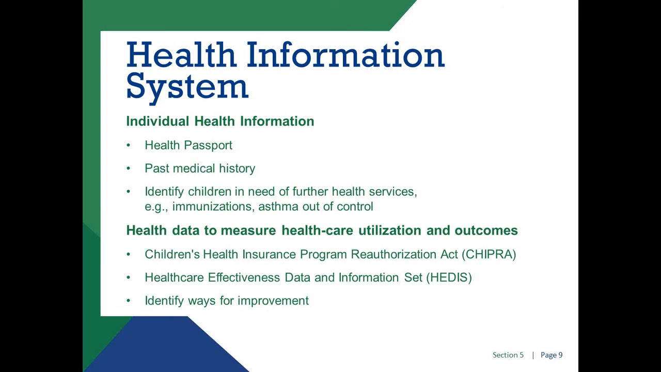We can also measure our healthcare utilization outcomes via CHIPRA. That is the Children's Health Insurance Program Reauthorization Act, and the states have to give their health information to the federal government. We can also compare our results with HEDIS, which is the Healthcare Effectiveness Data and Information Set. And so we can identify, again, ways to improve.